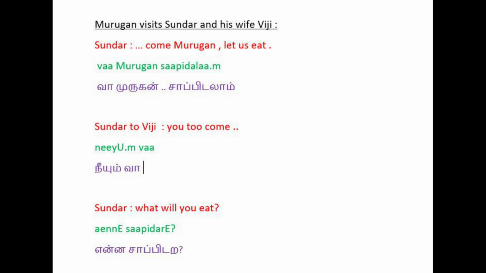Murugan visits Sundar and his wife Viji. We have already seen this in lesson 4. Now we'll continue with the same present tense, adding interrogative and imperative forms, so it makes it easy for us.